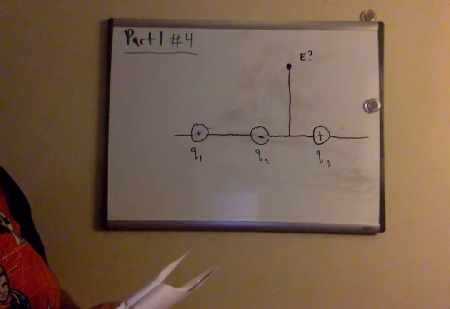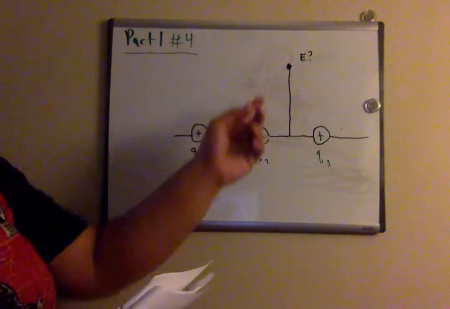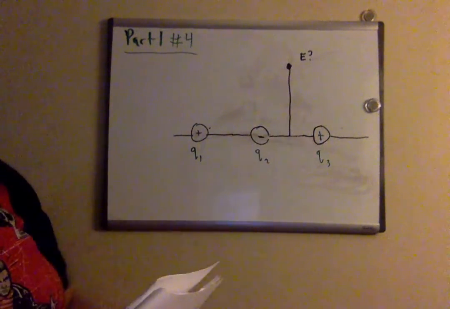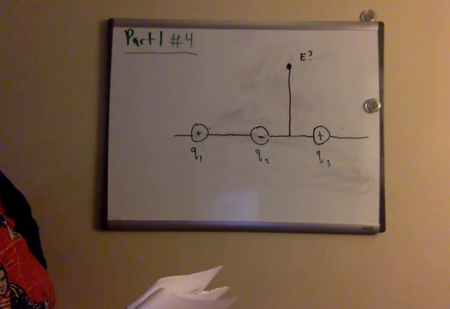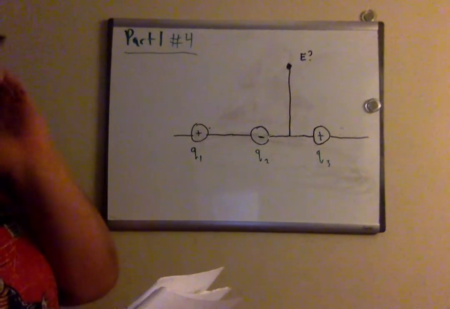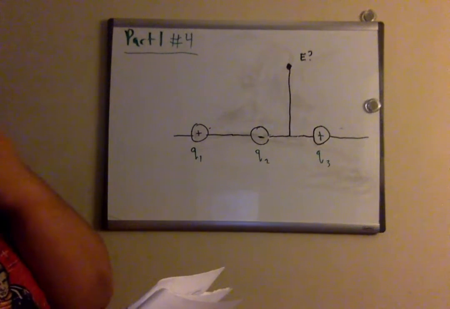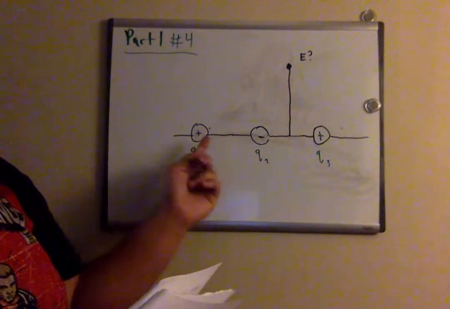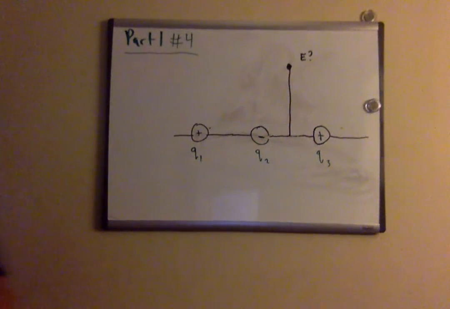So essentially, we're trying to find the direction of the electric field due to these three charges. And we know electric field is a vector, and so by superposition, to find the net electric field and its direction, we can add up the components of each of the electric fields here due to the charges.